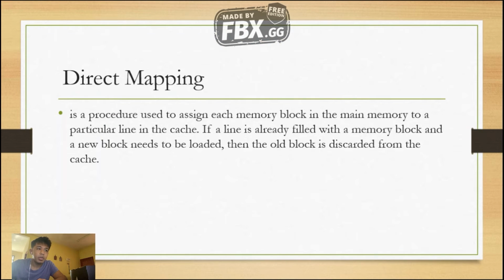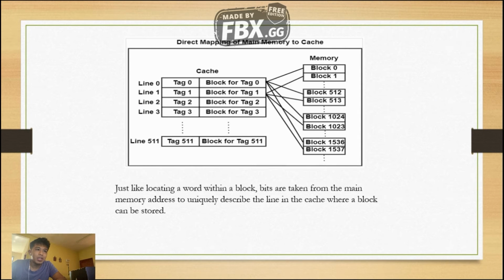Direct mapping is a procedure used to assign each memory block in the main memory to a particular line in the cache. If a line is already filled with a memory block and a new block needs to be loaded, then the old block is discarded from the cache. This is direct mapping of main memory to cache.